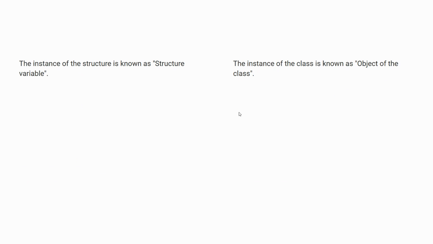Next, the instance of the structure is known as the structure variable, whereas the instance of the class is known as the object of the class.